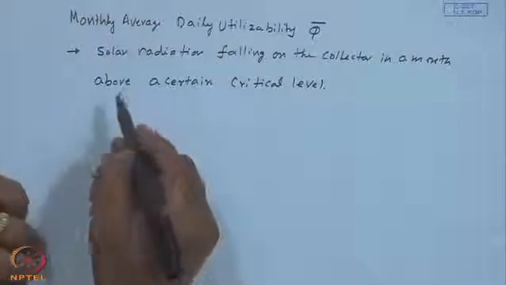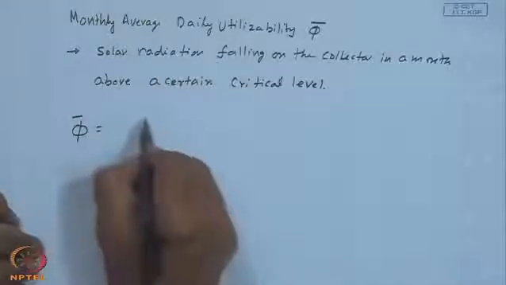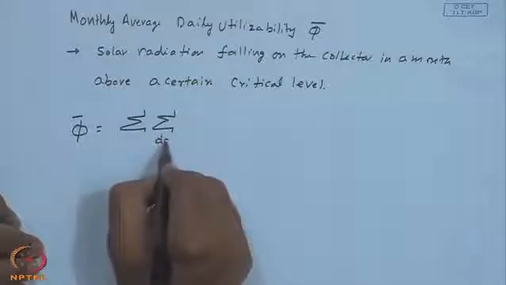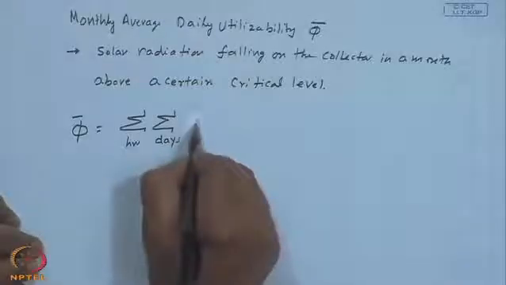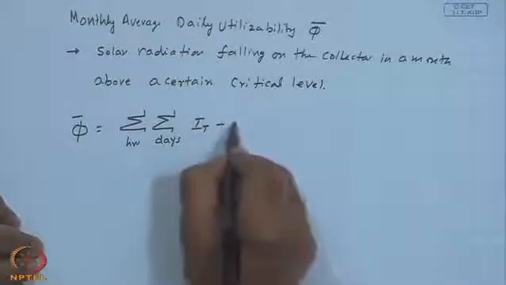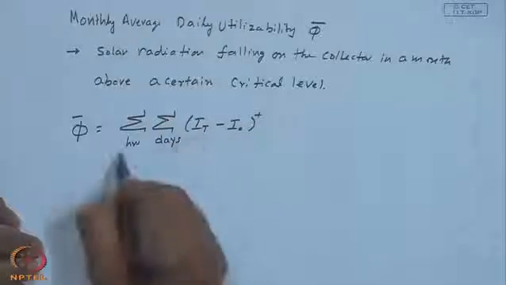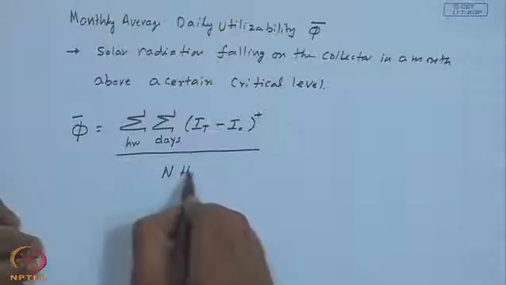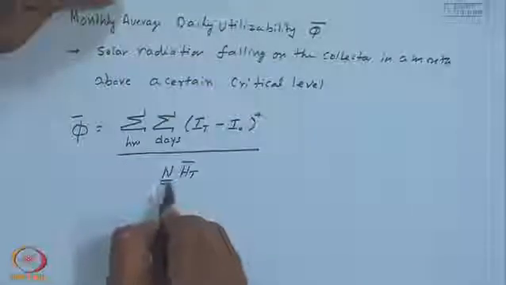So, symbolically we have written it as phibar is summation over the days, over the hours, and I t is the solar radiation falling on the collector surface, and I c is the critical radiation level, times n into h t bar, which is the monthly average daily radiation on the tilted surface multiplied by the number of days in the month.